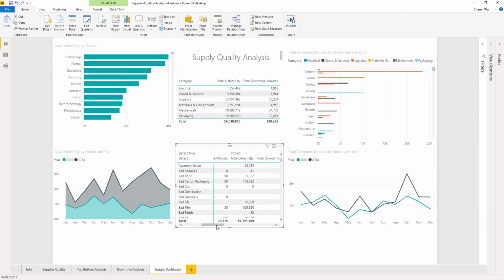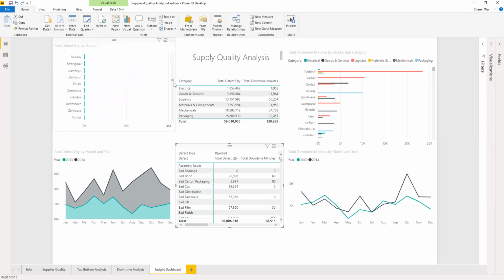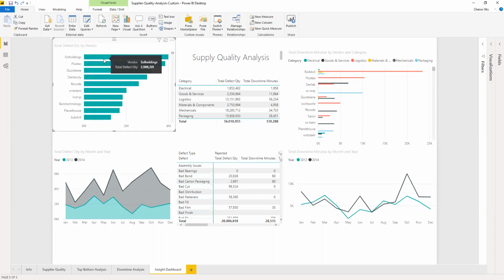And you can scroll this bar right here to get a full view, with all the different stats: rejected, impacted, no impact, and total. So I'm going to start by looking at the total defect quantity by vendor component. This one, if you use this bar right here, you can get the total quantity impacted using this graph. And the total defect quantity for the highest one is So Holdings.